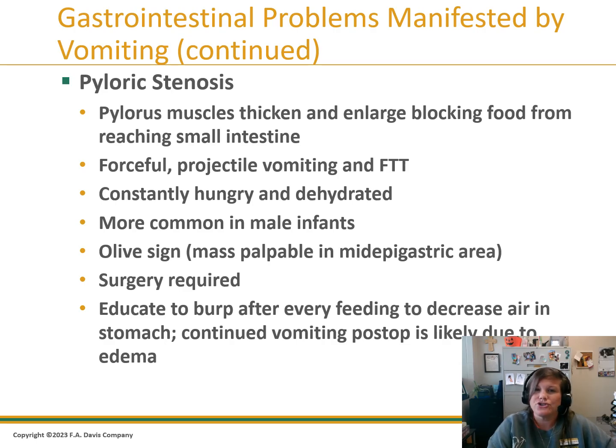And a signature indication would be what they call the olive sign, and it's because it mimics an olive mass in the mid-epigastric region. So this would be you palpating the belly, like we talked about previously with our full palm, gentle flexion, and feeling this mass in their stomach, specifically in the mid-epigastric portion that resembles this olive shape.